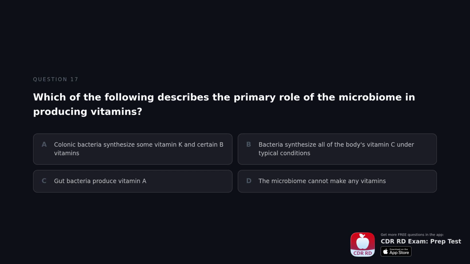Which of the following describes the primary role of the microbiome in producing vitamins? A. Colonic bacteria synthesize some vitamin K and certain B vitamins. B. Bacteria synthesize all of the body's vitamin C under typical conditions. C. Gut bacteria produce vitamin A. D. The microbiome cannot make any vitamins.